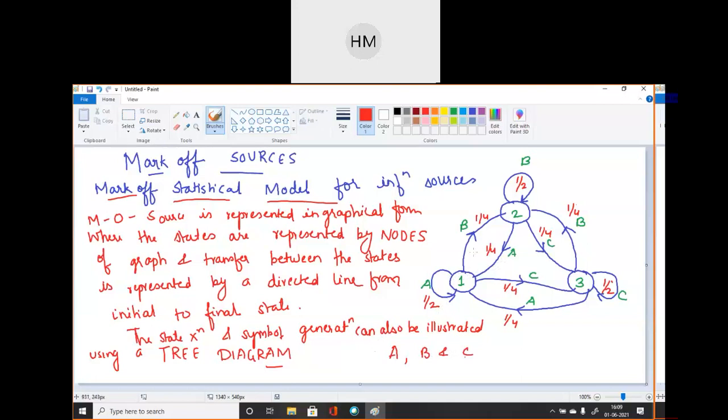How many symbols are generated in this diagram? A, B and C. 3 symbols are generated. Clear, students? And the source is emitting 3 symbols to different states. States are the nodes which are shown as 1, 2, 3. You can see from state 1 to 2 to 3 while going, how is it going? It is going through this path, and while going it is producing a symbol C.